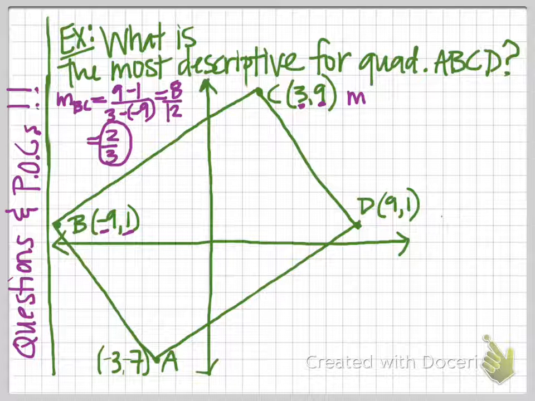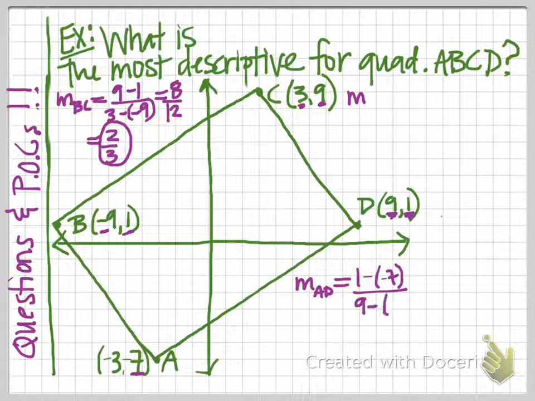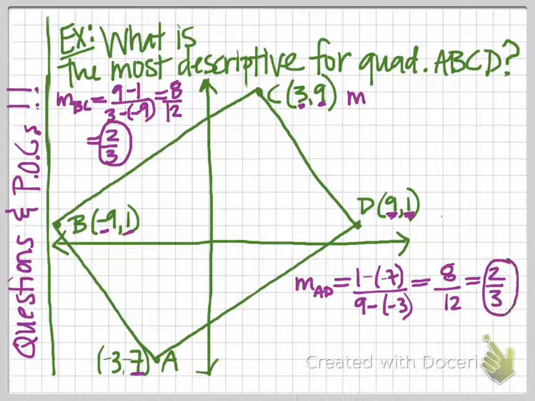I'm going to look at its opposite side, which would be AD, and just to see if it's got the same slope. So the slope of AD, I'm going to subtract my y's. So I've got 1 minus negative 7. Subtract my x's on the bottom. So I've got 9 minus negative 3. And then when we simplify that, we get 8 over 12, which simplifies again to 2/3. So I've just shown that I have one pair of parallel sides because they have the same slope.